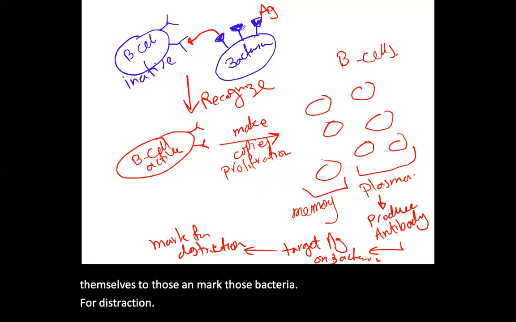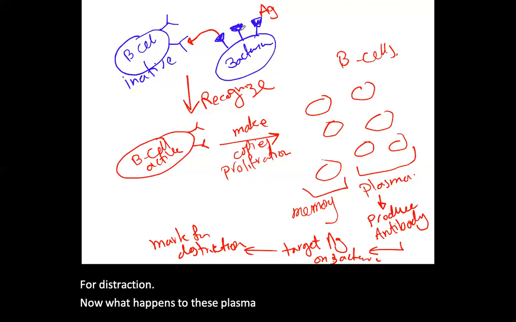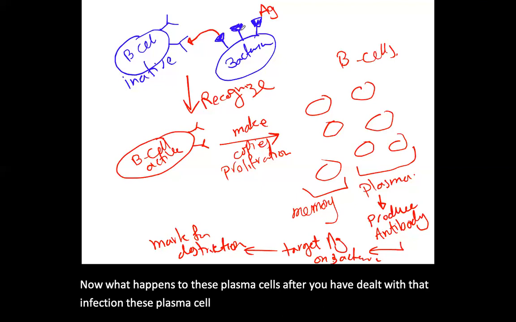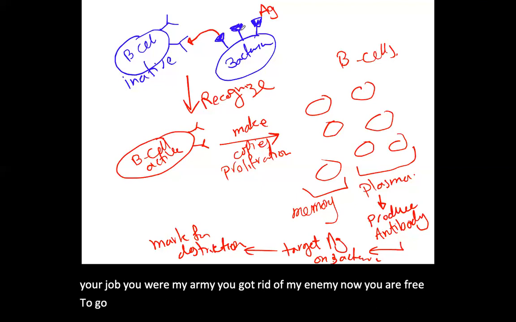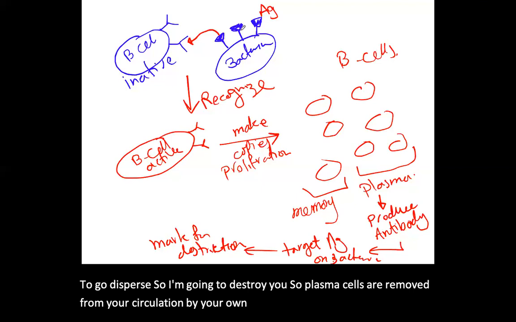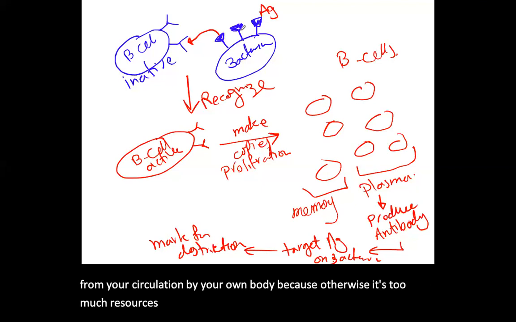Now, what happens to these plasma cells after you have dealt with an infection? These plasma cells get destroyed. Your body says, okay, you've done your job, you were my army, you got rid of my enemy, now you are free to go disperse. So I'm going to destroy you. Plasma cells are removed from your circulation by your own body because otherwise it's too much resources, basically. You don't need that army. There is basically nothing to fight infection.